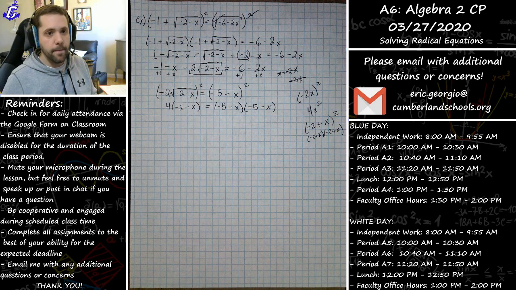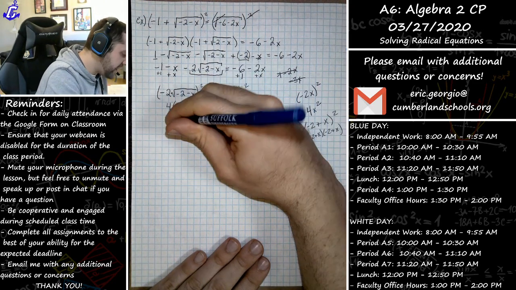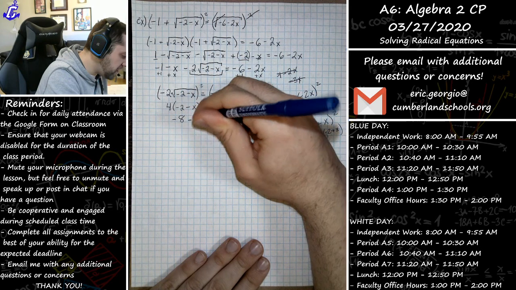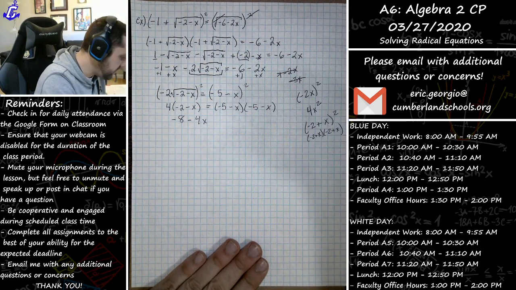Okay? Any questions about that? Hopefully feeling all right. Hopefully feeling good. Okay, fantastic. Now I can distribute this 4. I get negative 8 minus 4x. Again, just interrupt if you do have a question, though. Don't feel like you're cutting me off or anything. I'm here to help you.